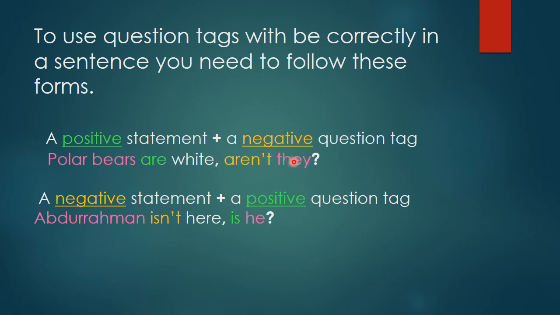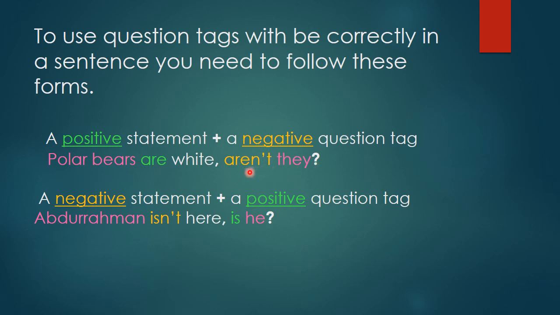They here is what? A pronoun that refers to polar bears. The subject pronoun here replaces the subject of the sentence, which is the polar bears. So polar bears are white, aren't they? I'm asking for maybe a confirmation or an opinion. I'm not quite sure that all of the polar bears out there are white, so I'm asking for confirmation.